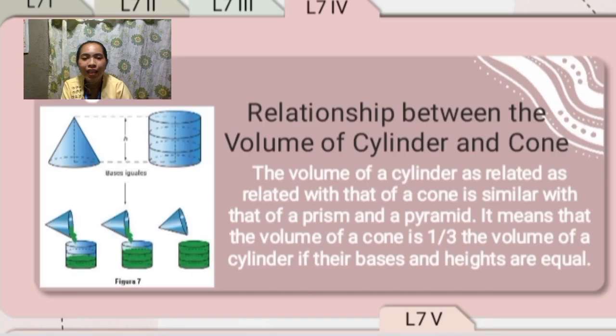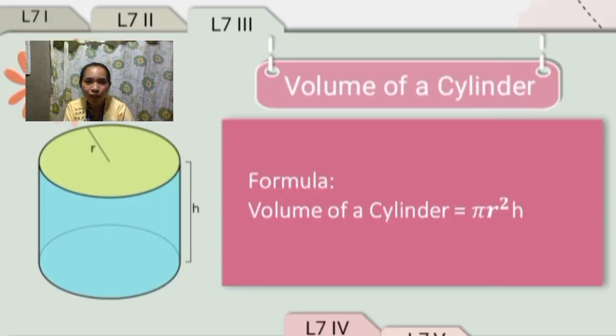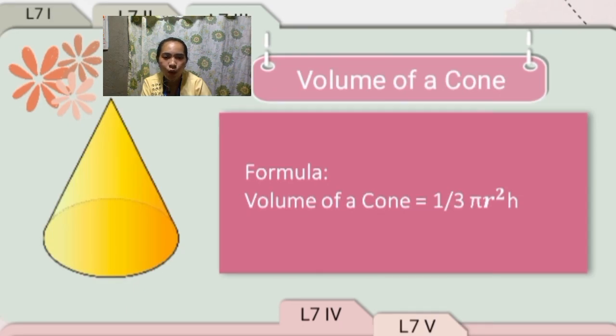So that's it. Relationship between the volume of cylinder and cone. The volume of a cylinder, as related with that of a cone, is similar with that of a prism and pyramid. It means that the volume of a cone is one-third the volume of a cylinder if their bases and heights are equal. So volume of a cylinder, we have here the formula. Volume of a cylinder is equal to pi r squared times h. And for the volume of a cone, we have here the formula 1/3 pi r squared times height.